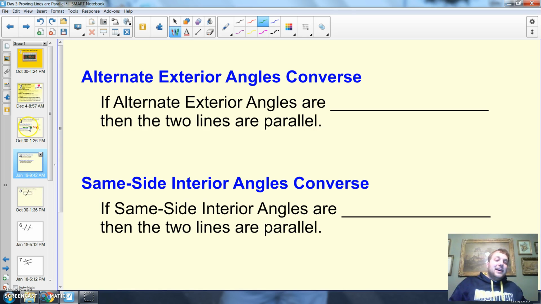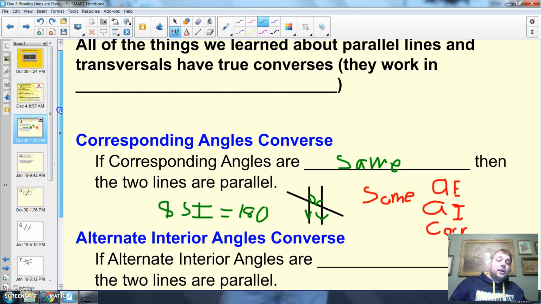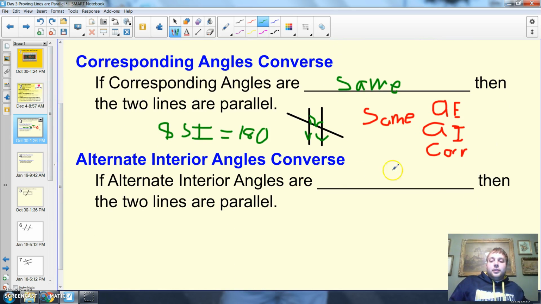Okay, corresponding. Hey, here's corresponding right in front of me. If the corresponding angles are the same, we know the two lines will be parallel. That's how tired I am right now. Alternate interior: remember, if they are the same, then the two lines are parallel. And we went over this; this is what we learned yesterday.